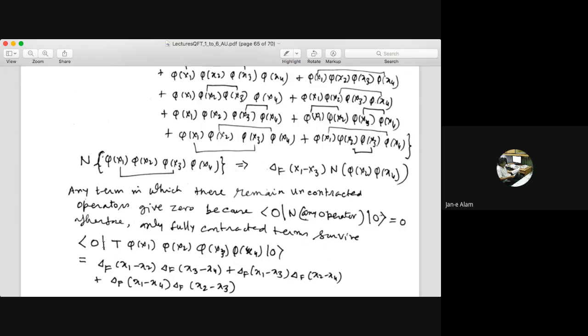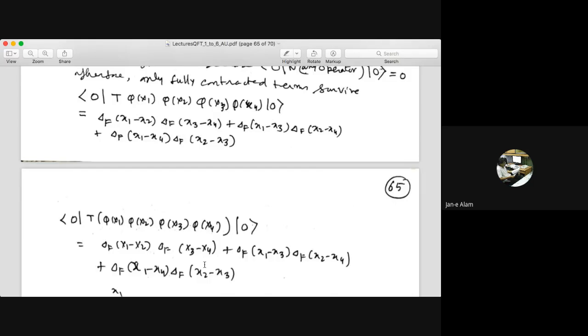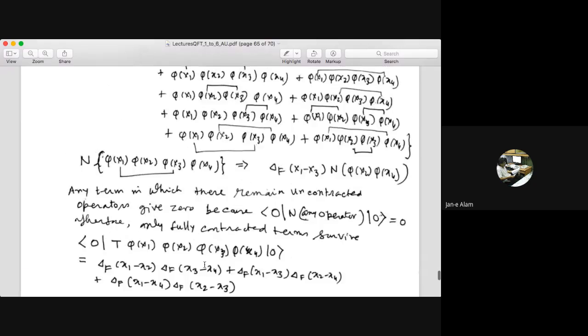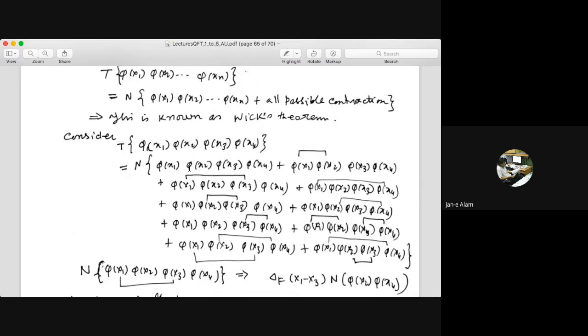So this vacuum expectation value of the time ordered product of phi x1, phi x2, phi x3, phi x4, 4 phi's. Time ordered product, vacuum expectation value of the time ordered product. So you see the time ordered product of 4 fields with all possible contractions, right? The time ordered product of the 4 fields will be the normal ordering of all possible contractions. So first term will be no contraction. That is one possibility.